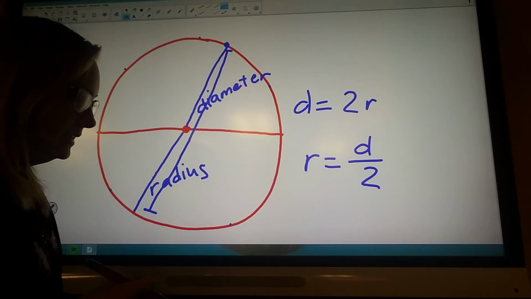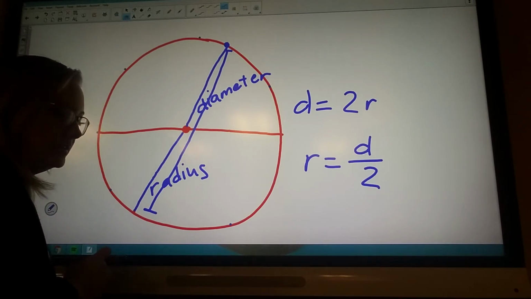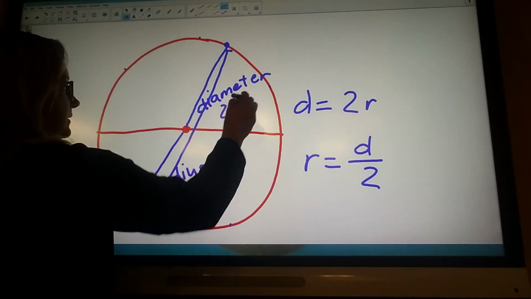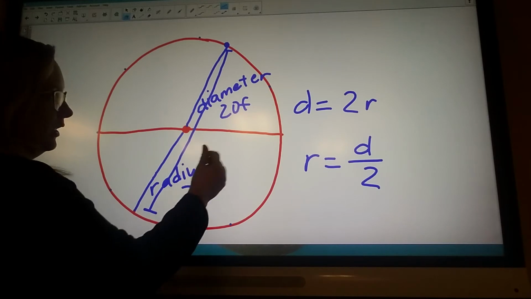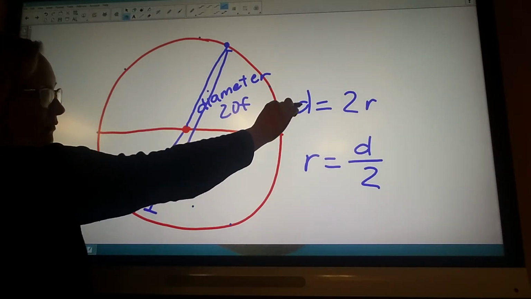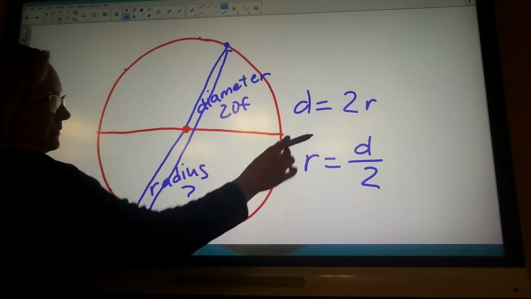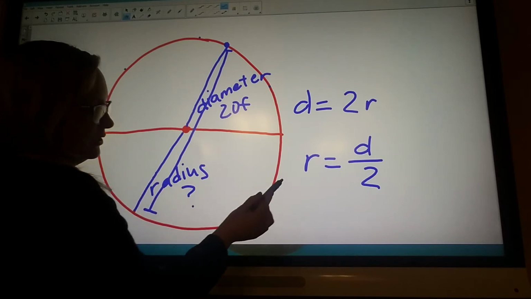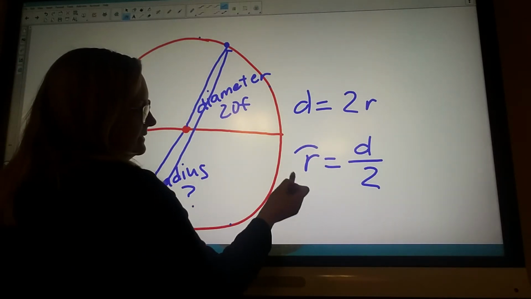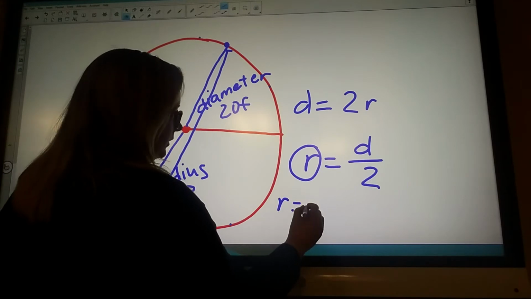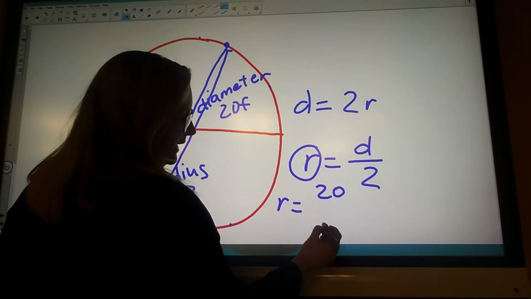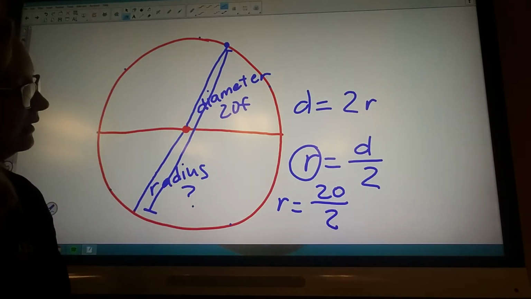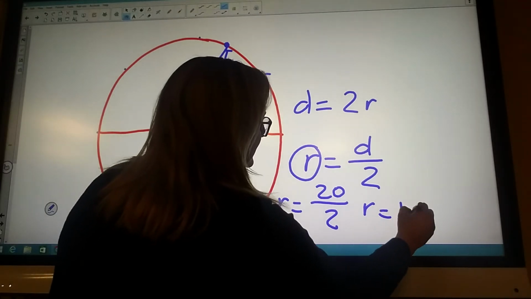They give you the example right there where it says the diameter of a circle is 20 feet, find the radius. So if this whole amount right here is 20 feet, what's this going to be? If we look at our formula, d, diameter, equals 2 times the radius, or radius equals d divided by 2. Let's use this one because we want to know what the radius is. So r equals diameter, 20, divided by 2. What is 20 divided by 2? 10. So r equals 10.